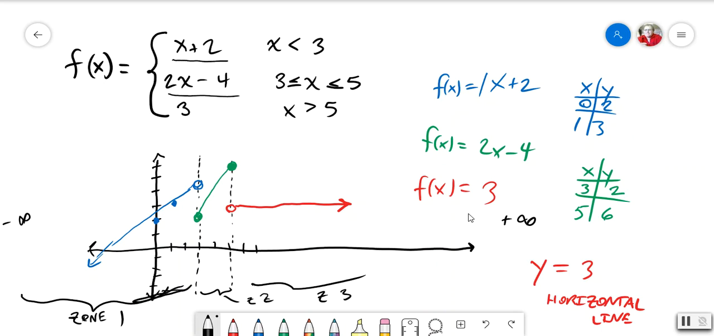So, graph each part according to what its rule is. So the first part I graphed by the blue rule, second one by green, third one by red. Watch your signs and have the endpoints be open or closed as is appropriate.